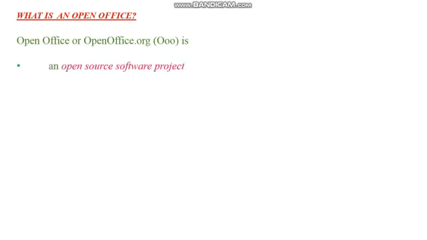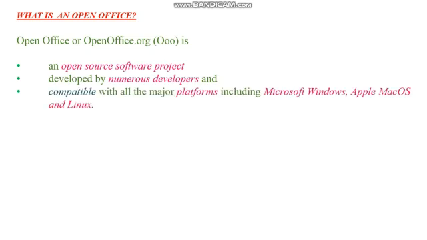Let us learn what is OpenOffice. OpenOffice.org is an open source software project. It is developed by numerous developers and it is compatible with all major platforms. It is suitable for the platforms Microsoft Windows, Apple Mac OS and Linux.